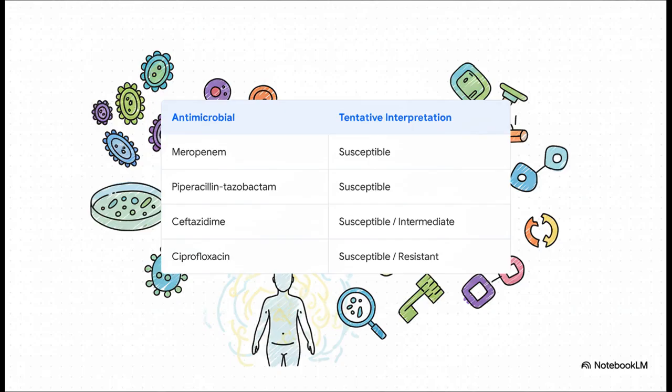So what's the workaround? Well, the current thinking is to very cautiously borrow the breakpoints for Pseudomonas aeruginosa. Look, it is not ideal, not by a long shot, but it's the best we've got for now. And based on that, it seems to be generally susceptible to carbapenems and piptazo. But, and this is a big but, when it comes to third-gen cephs and fluoroquinolones, it's all over the place. You really can't count on them working.